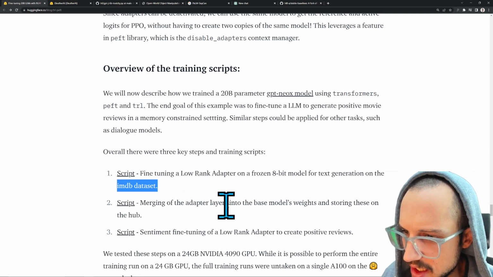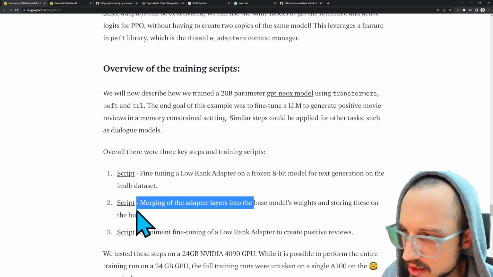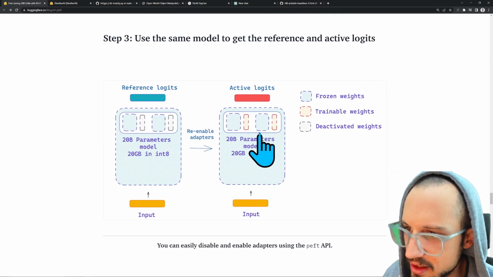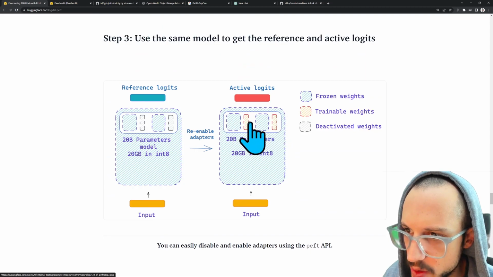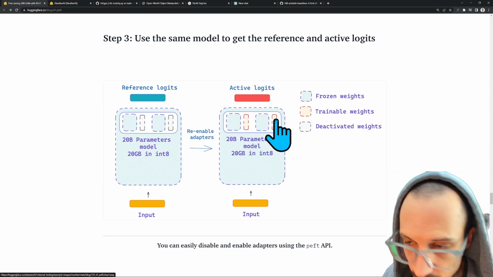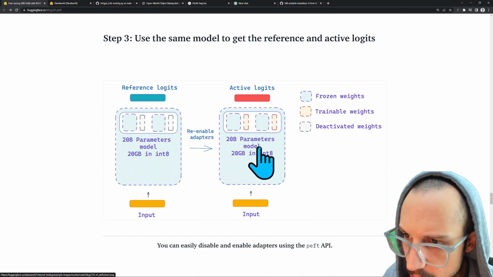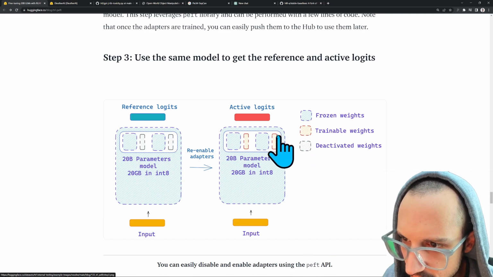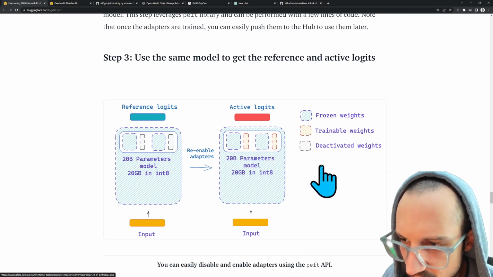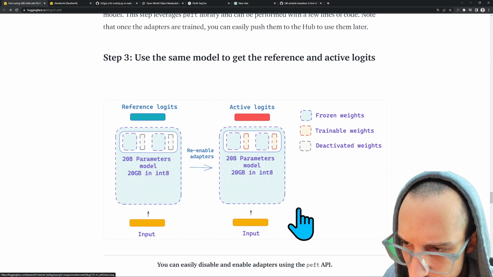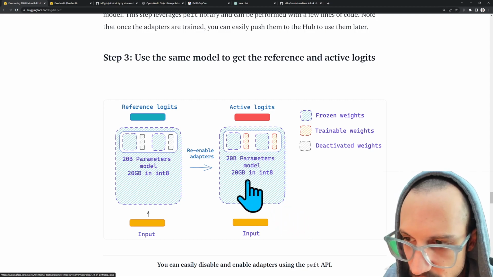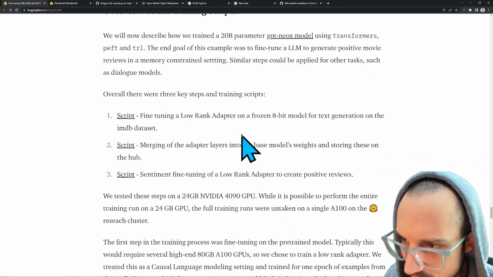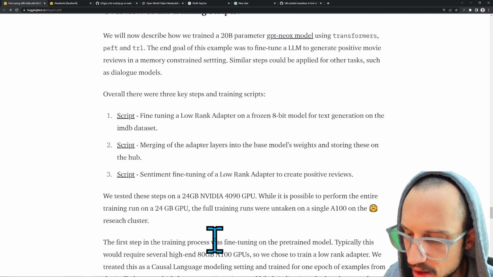Script, merging of the adapted layers into the base model's weights and storing these on the hub. Okay, so this is, I guess, a script for how you would go ahead and download these specific trainable weights that somebody else trained and then put them into your version of the model. So these are going to be very, very specific to the model. It's not like you can take these trainable weights from a different model and then apply them to your model. There's going to be a specific one-to-one kind of mapping here. You're going to need to use the exact same model that the person that did the fine-tuning uses.